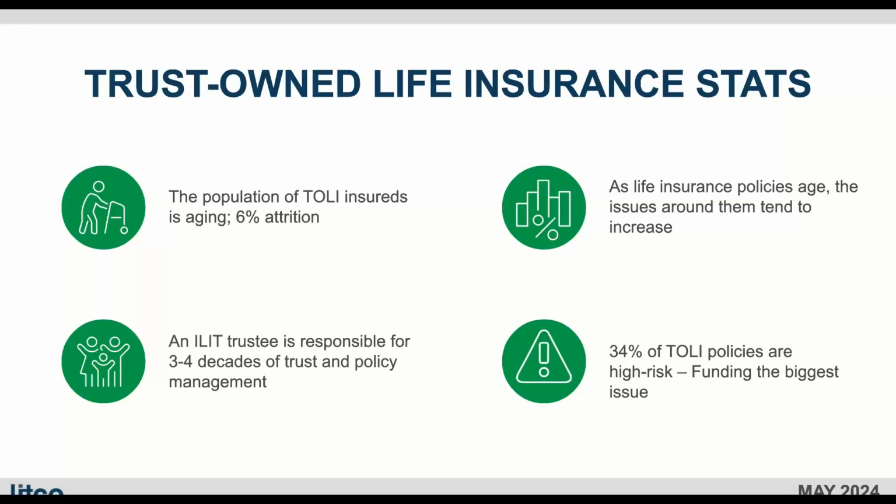As life insurance policies age, the issues around them tend to increase. The longer the policy is in force, the longer the time frame in which the original projections may not be met, and now we perhaps have a policy risk issue. The most common risk issue with trust-owned life insurance is the funding of the policy. Is what you're paying in premium, what you're filling that policy with, gas in the tank, going to be enough to get us to our destination, which is typically what we like to see, less than a 10% chance that the insured will be alive.